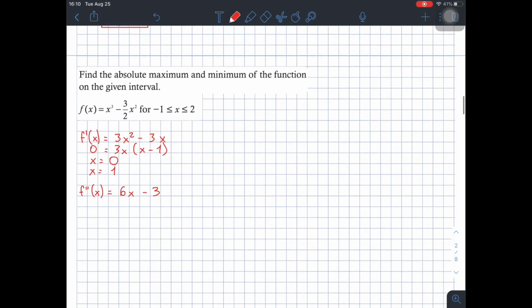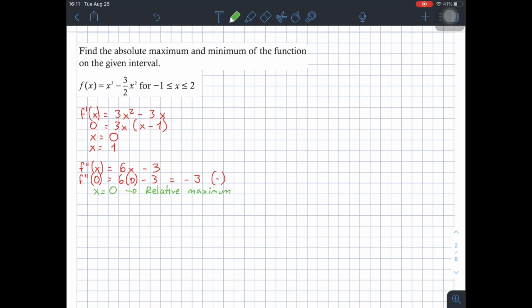If we evaluate the second derivative for both critical numbers, for the first one, f double prime of 0, this is 6 times 0 minus 3, and we get a negative number, which is negative 3. And if it's a negative number, then we know that for x equals 0, we should have a relative maximum, right? There's a negative concavity.